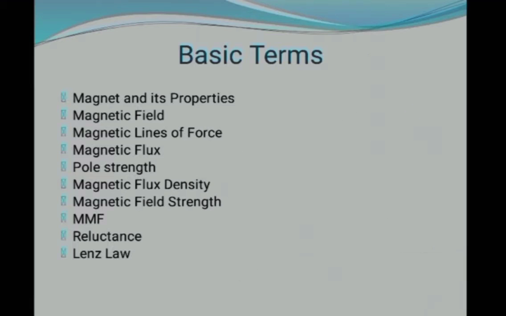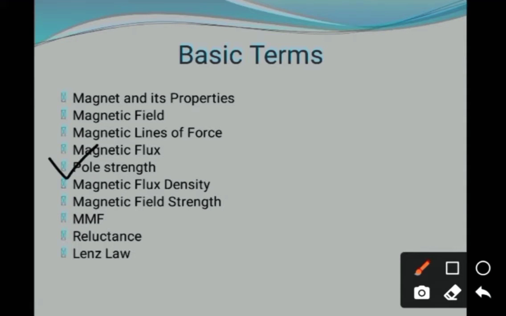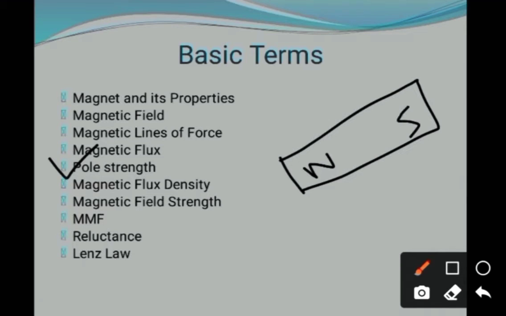Next point is pole strength. Pole strength is defined as every pole has its capacity to radiate or accept certain number of magnetic lines of force is called as a pole strength. Consider this is a magnet having two poles N and S. These two poles having a capacity to radiate or accept certain number of magnetic lines of force. So this capacity is defined as a pole strength.